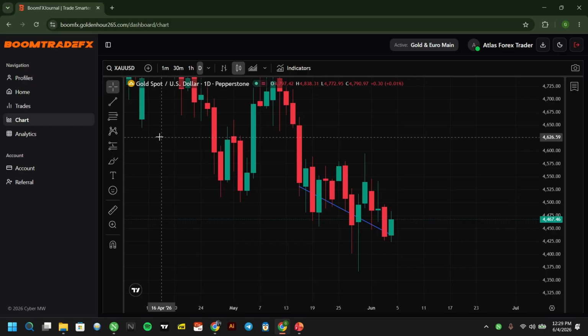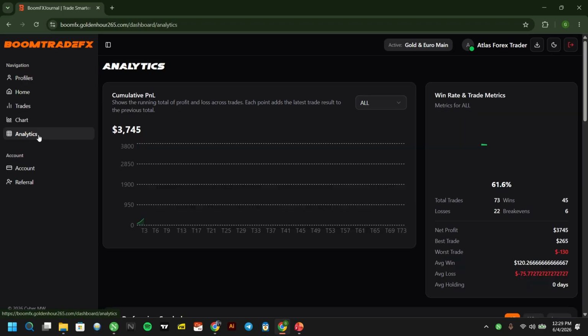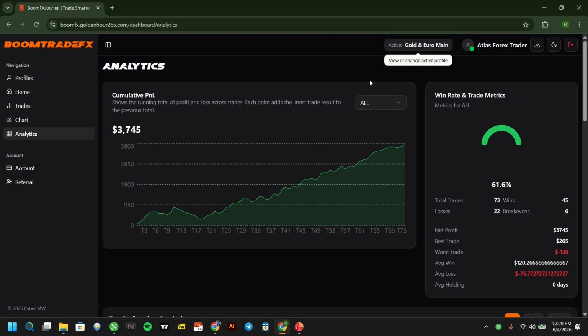And finally, let's talk about the analytics page. The analytics page is where we see how our trades, our profile, and our strategy are performing. For example, here we have the gold and Euro profile main as active, and our liquidity sweep strategy active. So here we are able to see how that particular strategy performed. An example is this side here.